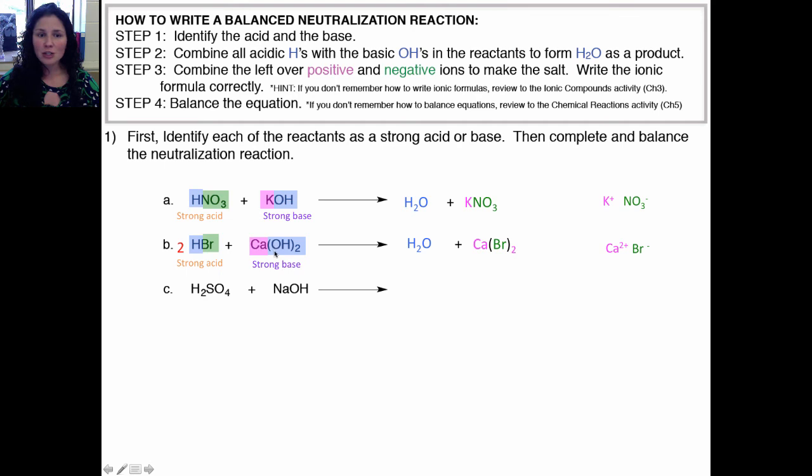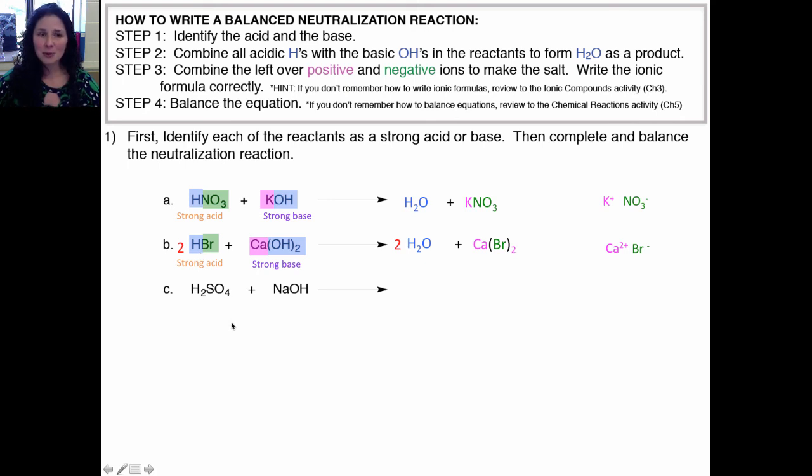There are 2 oxygens on the reactant side and only 1 oxygen on the product side. I'll fix this by adding a 2 in front of water. Now the oxygens are balanced. Calcium and bromine are also balanced. And the last thing I'll do is check that the hydrogens are balanced. On the product side, there are 4 hydrogens, and on the reactant side, there are also 4 hydrogens. Now my equation is balanced.